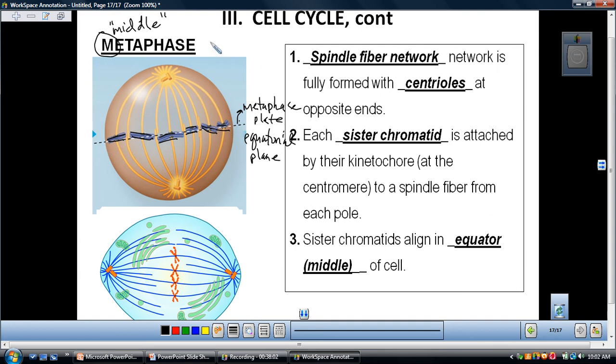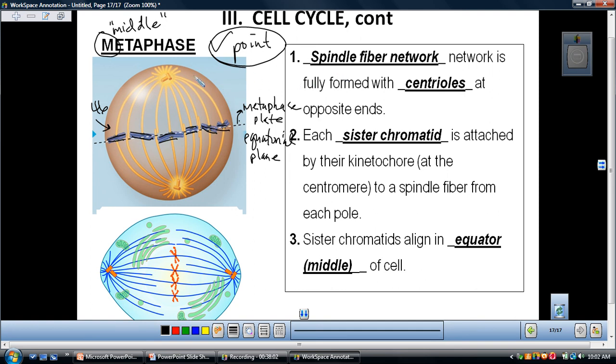Now this is a very important checkpoint phase because this is when the cell looks to make sure that, in us, remember we have 46 chromosomes, we would have 46 sister chromatid pairs lined up in the middle of the cell. And if something's not going well, the cell will respond to that checkpoint and abort the cell cycle. Okay, it'll go through a programmed cell death or apoptosis. So this is a very important checkpoint phase.